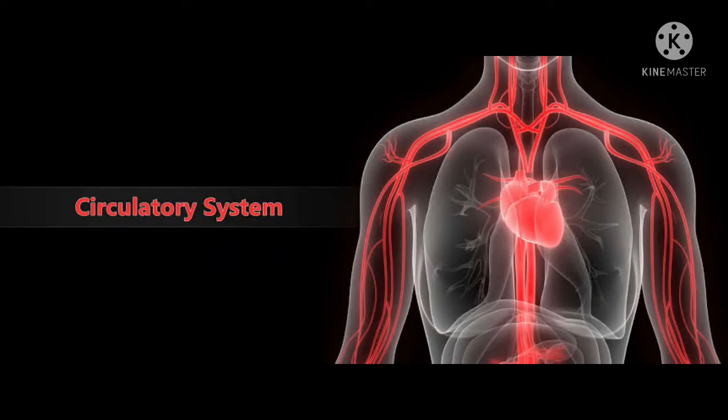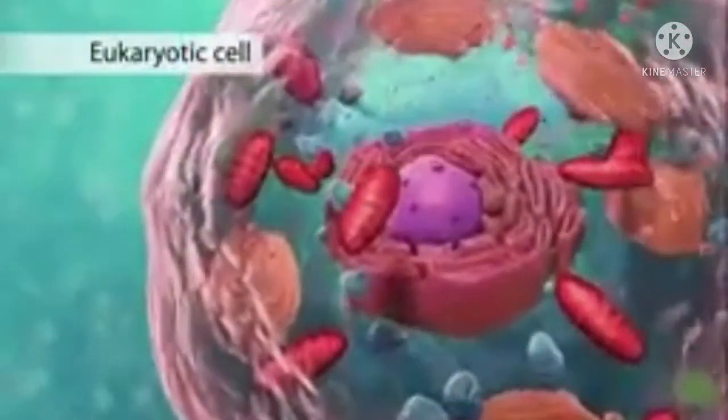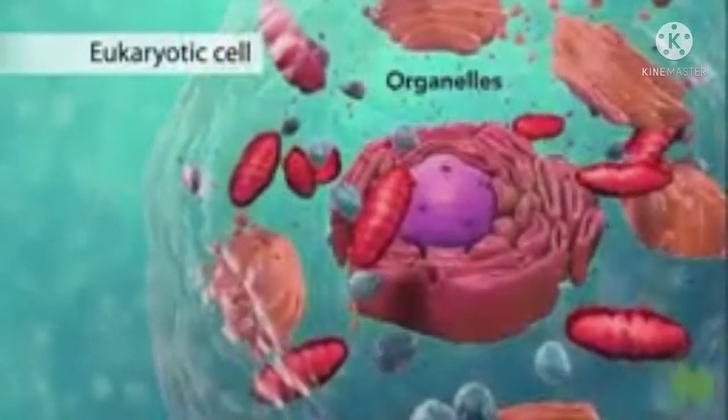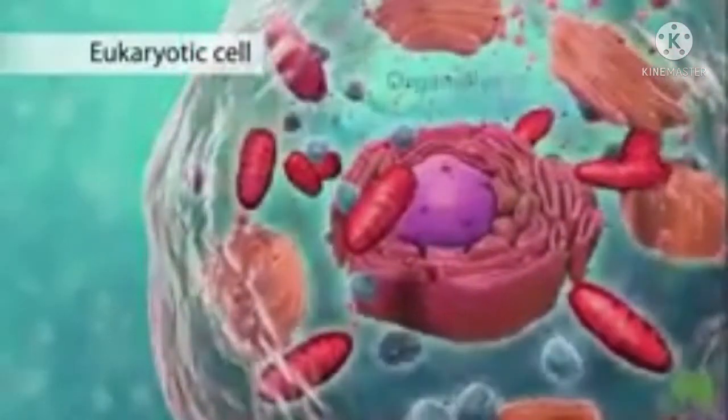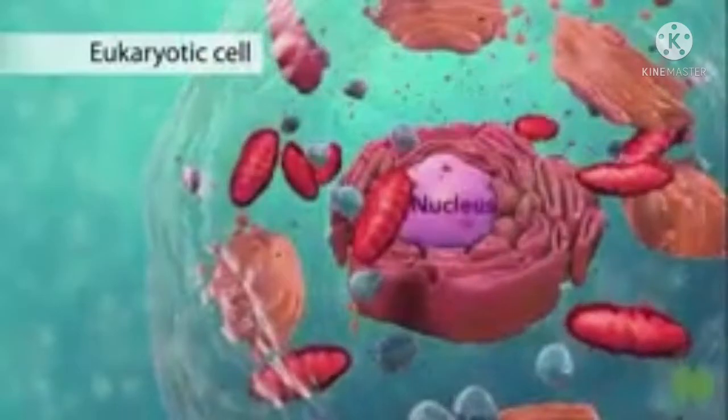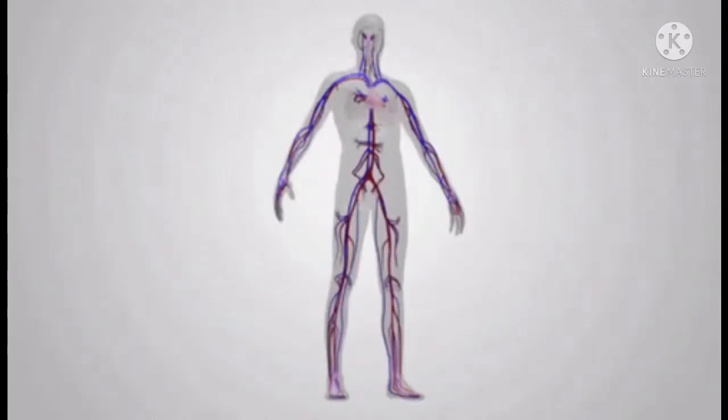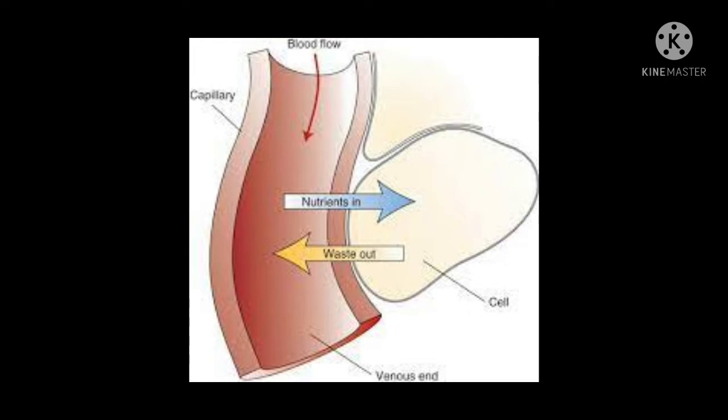We have learned that through the circulatory system, each and every cell in our body is supplied with nutrients and oxygen to perform various metabolic activities. The circulatory system also helps to eliminate excretory substances.